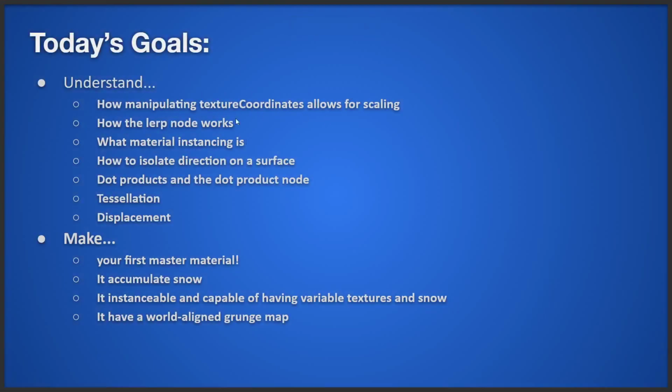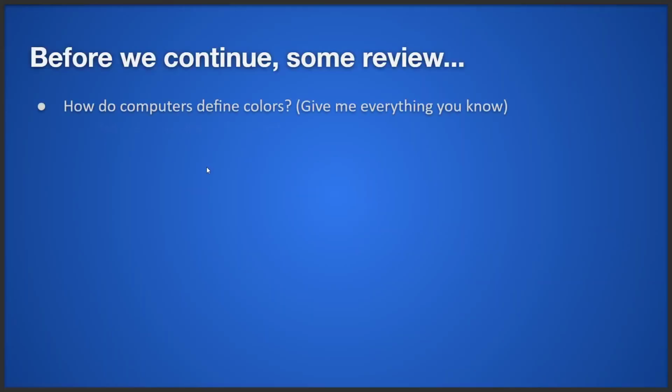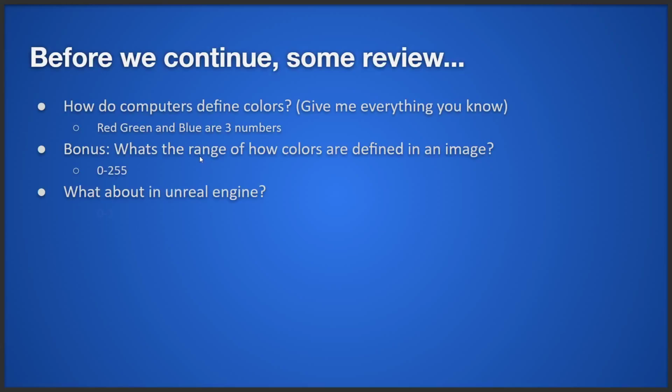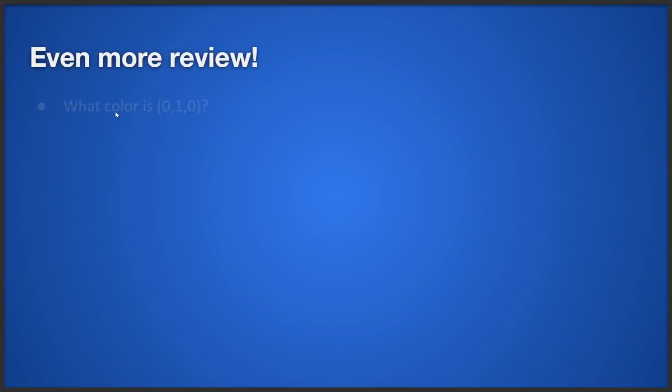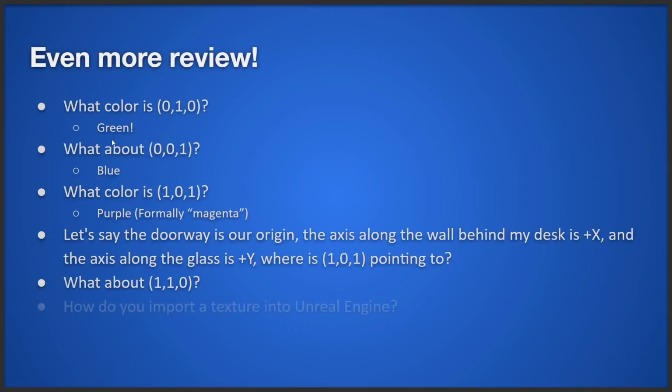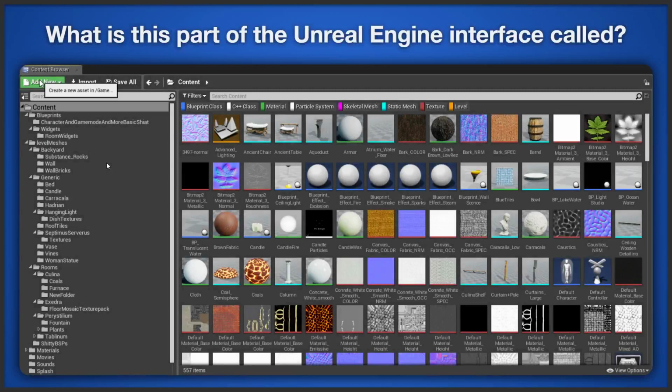Texture coordinates, the LERP node, material instancing. We're gonna go over a lot. Right, in Unreal Engine, the range of colors are 0 to 1. 3 numbers can describe a vector. That's red. You know, 1, 0, 0 is just an arrow pointing in the positive X direction. This is like review that I gave people back in the day.